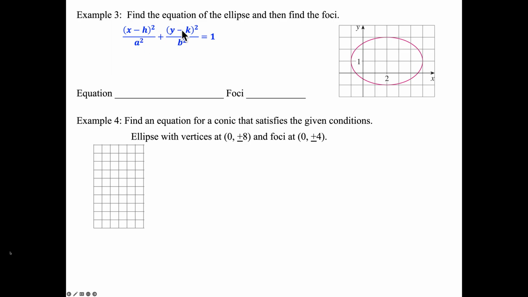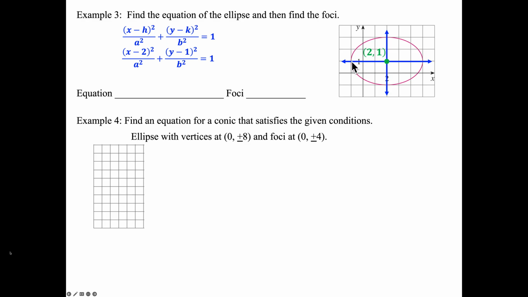So what I need to do is find the center, count how far I count left and right from the center, how far I count up and down from the center. So we'll cut this in half horizontally, then vertically. So we are at 2, 1 for the center. So if you want, put 2 and 1 in for h and k.